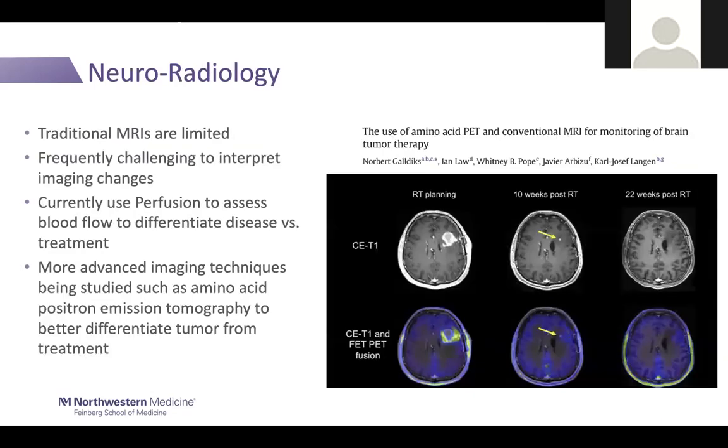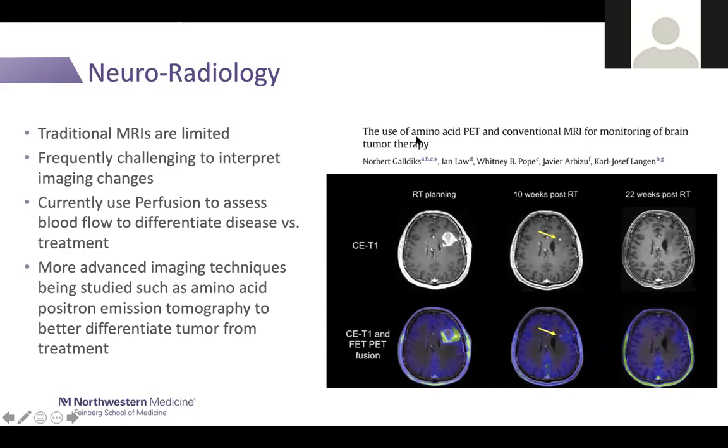Same thing can apply to imaging. Traditional MRIs, they're great, but we know that they're limited to a certain degree. They only tell us anatomically what's happening. We know that there's more to the tumor than what we see on the MRI, so we have to know that to plan for treatment. It's often difficult to interpret these basic, routine, traditional MRIs that we do. And so we're doing more and more advanced things, like looking at blood flow to the brain to help us differentiate between tumors versus treatment effect.